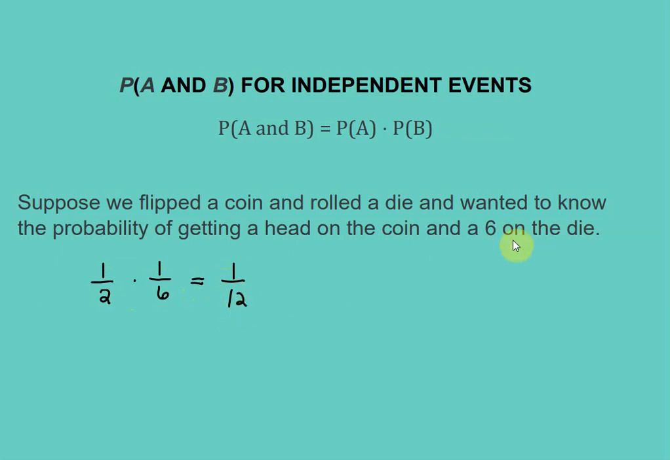Now the thing you need to remember here is the word and. So if we are trying to determine the probability of one event and another event happening, we multiply the two together.